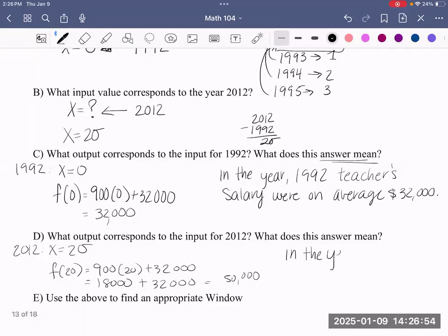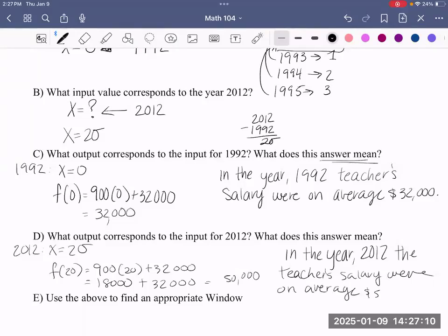In the year 2012, the teacher's salary were on average $50,000. Now, for E, it says use the above to find an appropriate window. Look how large your y values are. We're at 32,000 at 0, and again, 50,000 at x equal to 20.